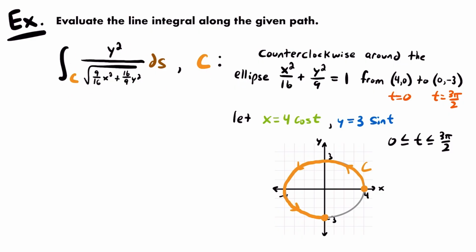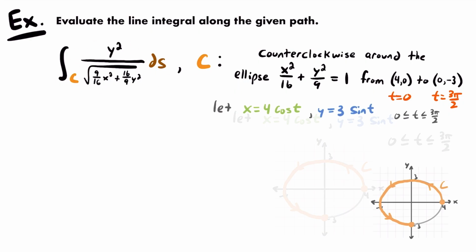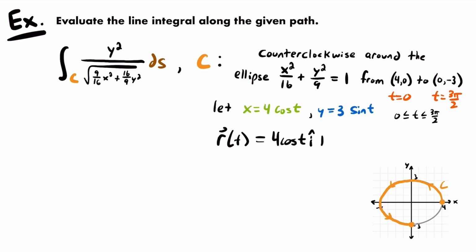So now let's set up the vector function that would represent C, and then take its derivative and find the magnitude of that derivative so that we can set up and evaluate this line integral. Starting with the vector function, r of t, that will be equal to the x component of 4 cosine t times i, plus the y component of 3 sine t times j.